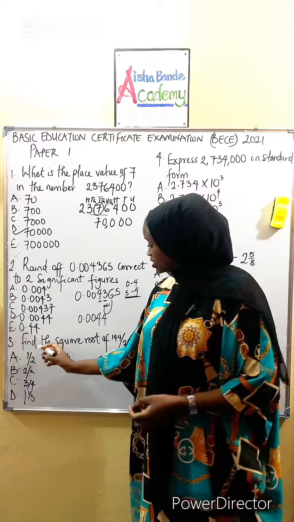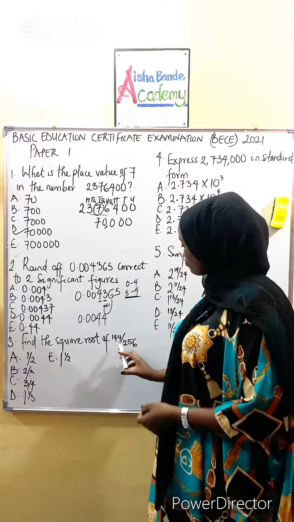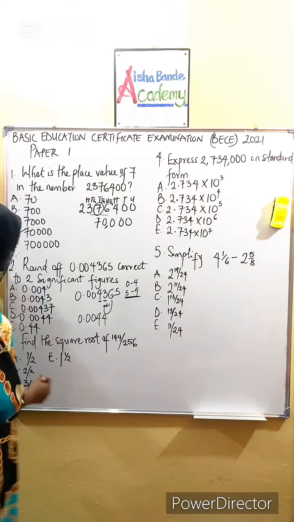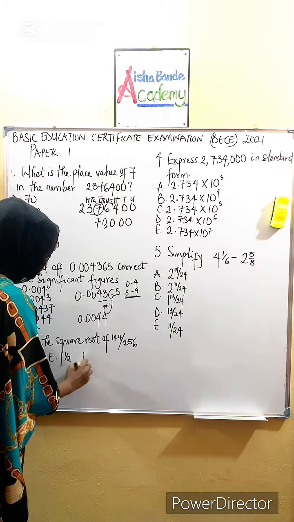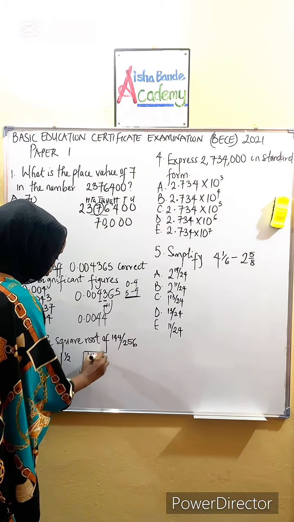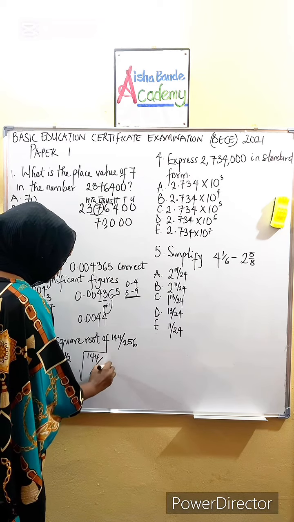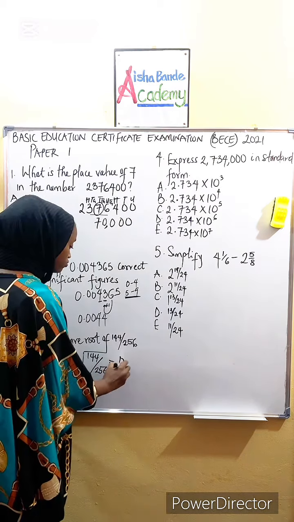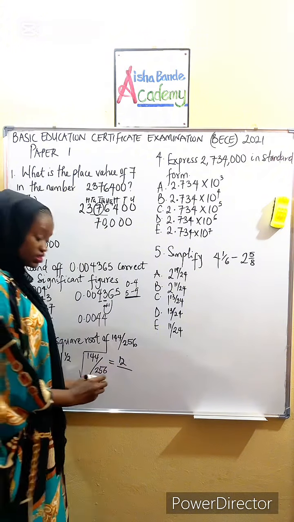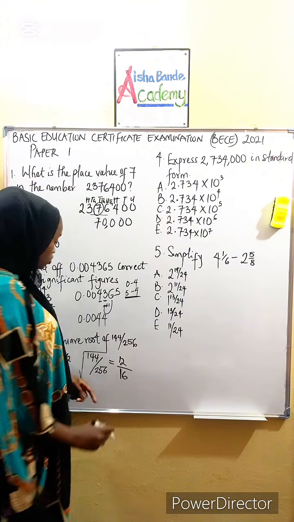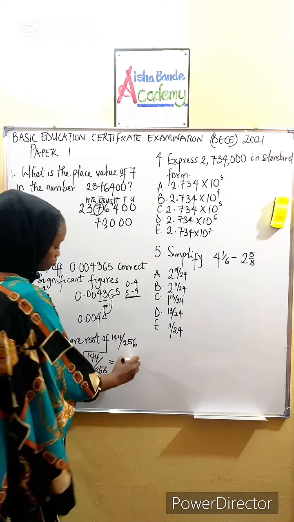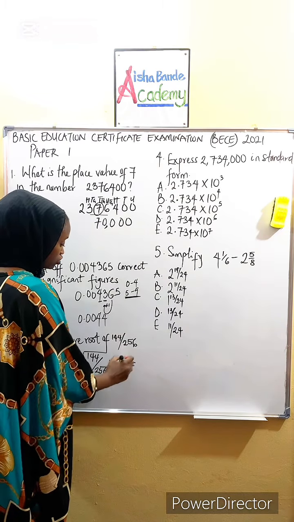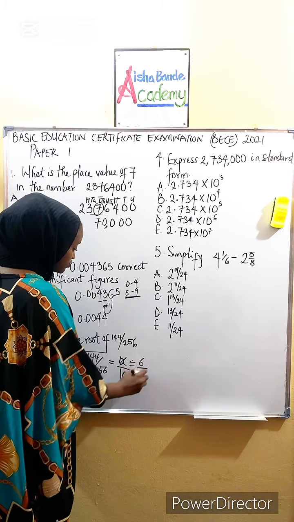Okay, number 3 says, find the square root of 144 over 256. Square root. So we all know what square root is, right? So this is the symbol for square root of 144 over 256. This is equal to, the square root of 144 is 12 all over the square root of 256 is 16. So we're going to break this down to the lowest term. The number that can go in these two numbers is 2 without a remainder. So 2 here gives us 6 and 2 here gives us 8.